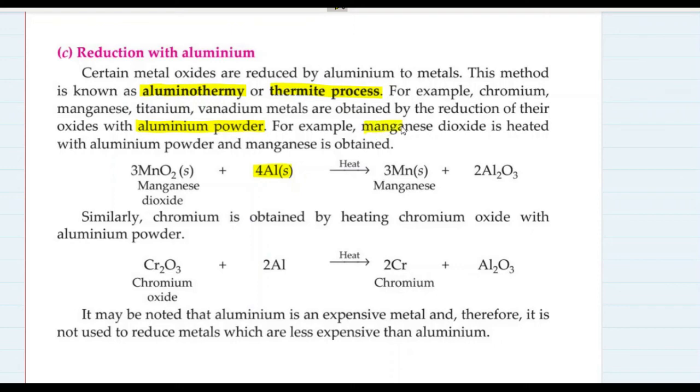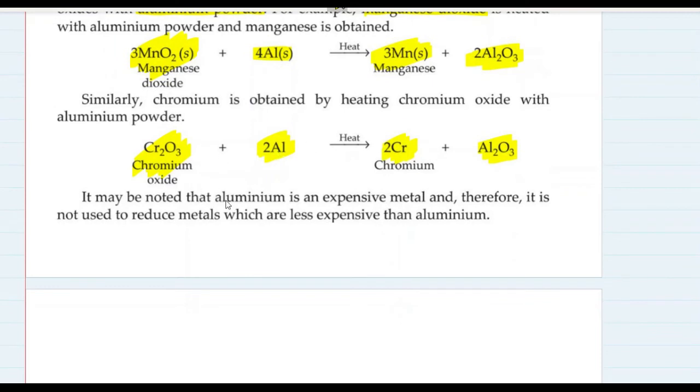For example, manganese dioxide is heated with aluminium powder and manganese is obtained. Manganese dioxide heated with aluminium to form manganese and aluminium oxide. Similarly, chromium oxide is treated with aluminium, heated with aluminium to form chromium and aluminium oxide. It may be noted that aluminium is an expensive metal and therefore it is not used to reduce metals which are less expensive than aluminium.